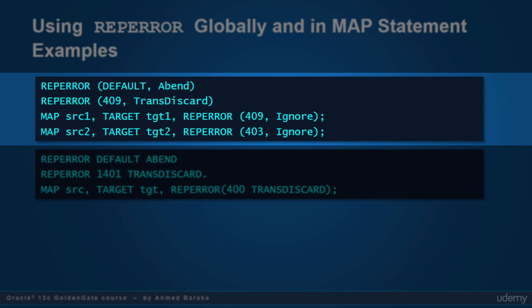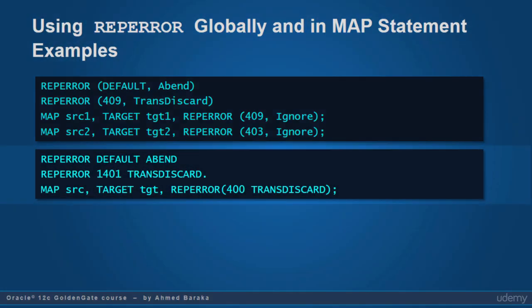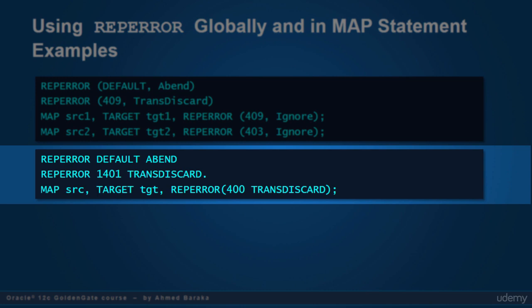In the second map statement, if the record raises error number 403, the record will be ignored. If it raises error number 409, the records in the transaction will be discarded. Any other error will terminate the replicat process. In the second example shown in the slide, if the record in the map statement returns error number 400, the transaction will be discarded. If it returns error number 1401, the transaction will also be discarded. Any other error will terminate the replicat process.